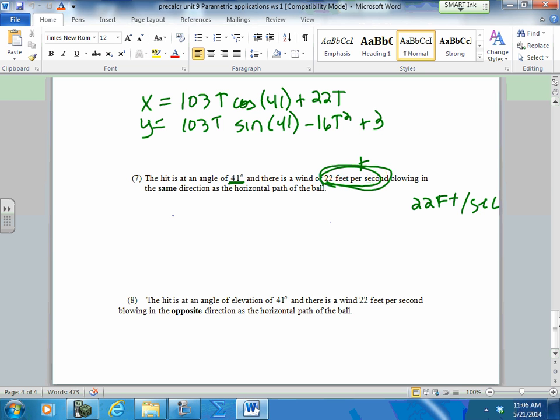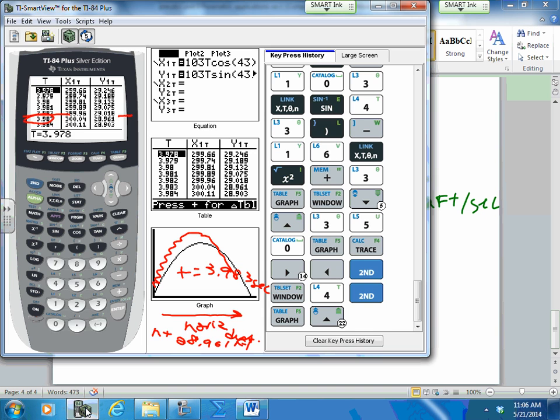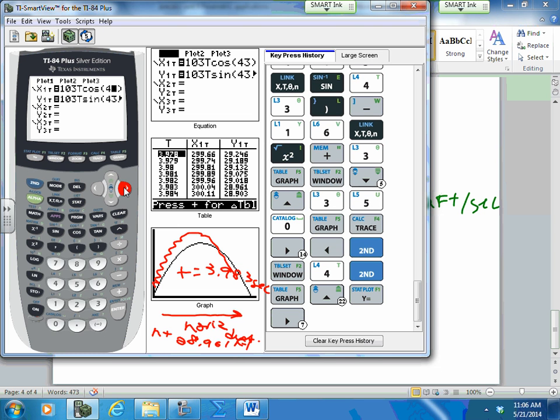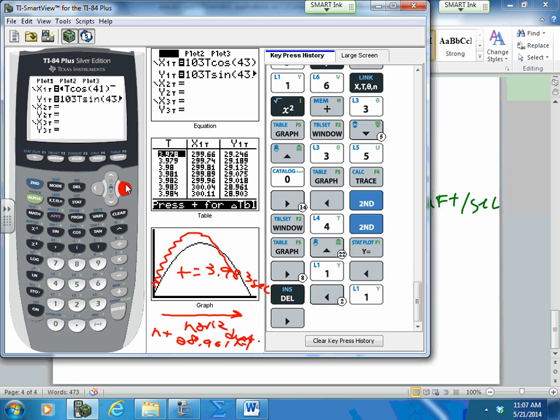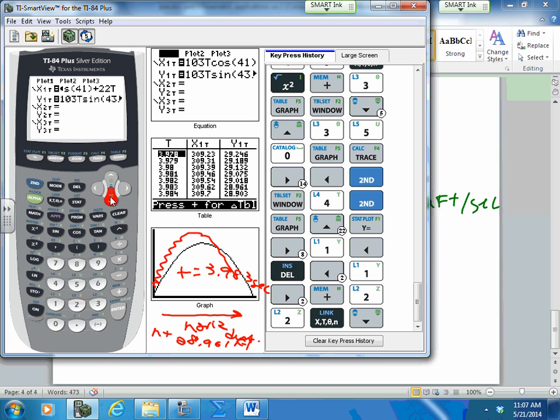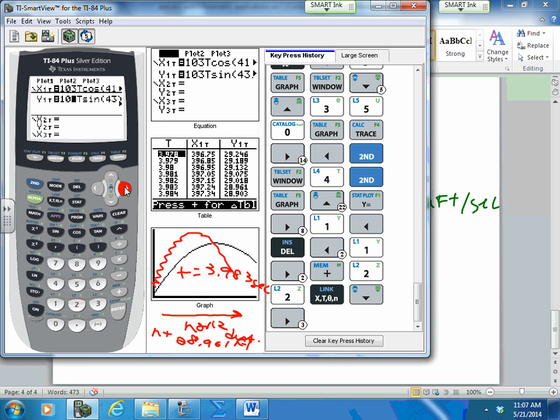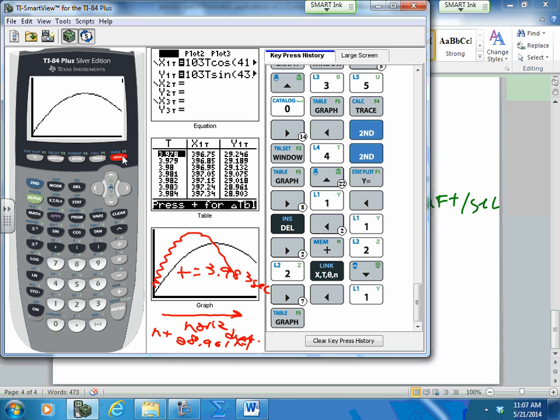So now, let's change this in your calculator. Let's go to your Y. Let's change our angle. So we're 41. Whoops. One of these days this calculator will work nice. And we added the wind at our back here, plus 22 T. Don't forget the T. All we have to do is change the angle, leave your negative 16, leave your plus 3. Let's graph it. We still get a parabola. Look what that wind did to my ball. It took it further, didn't it?